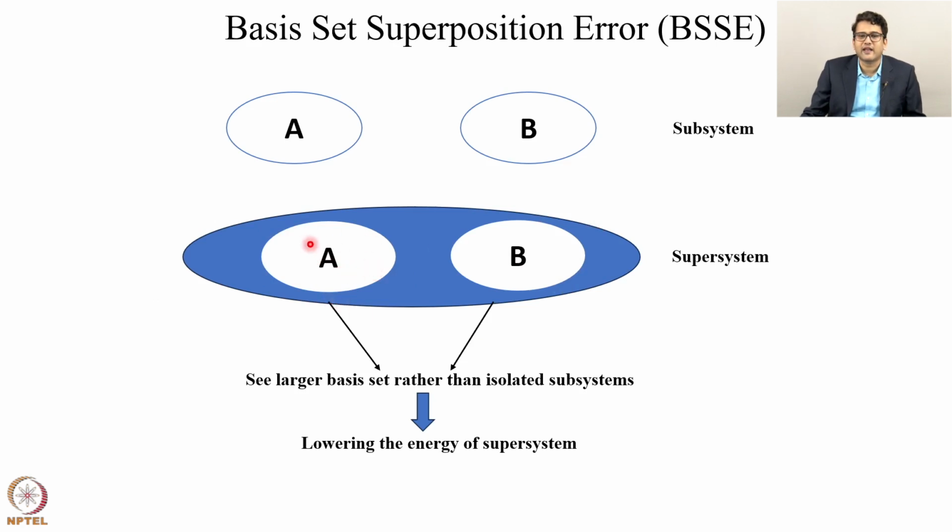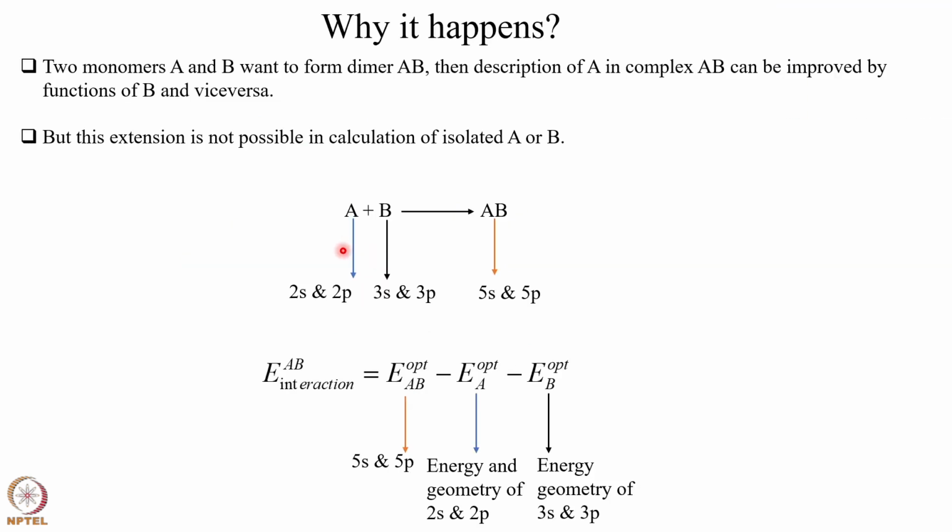So, the energy of A and B inside the complex will automatically get lowered compared to their energy individually. Remember, this lowering has nothing to do with the interaction among them. This is not the physical interaction, but it is due to the size of the basis set that each fragment is seeing. That means, if I have two monomers A and B which will form a dimer AB, then the description of A in the complex AB can be improved by functions of B, and the description of B can be improved by functions of A. But this extension is not possible for the calculation of isolated A and B.